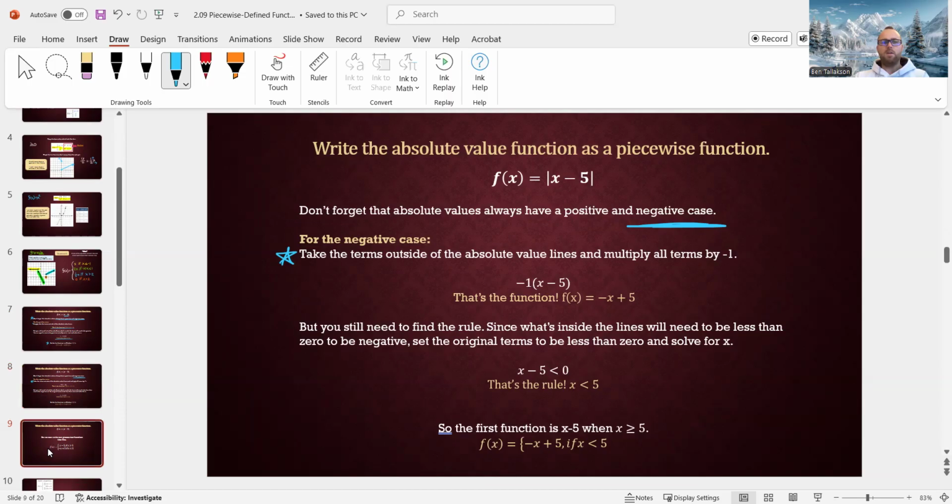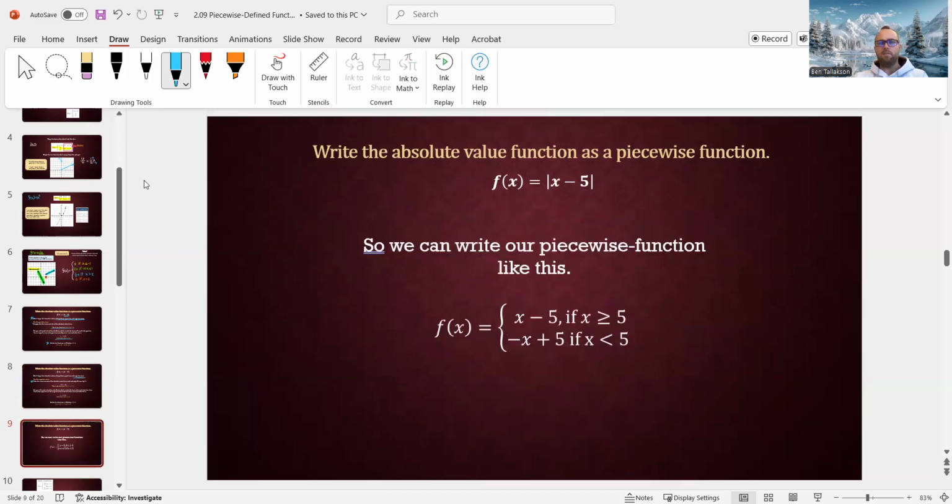So we put that all together and we have our piecewise function. Look at that. We've successfully taken the absolute value function, applied those few bits of steps we went over, and now we have a piecewise function that will look the same way on a graph.